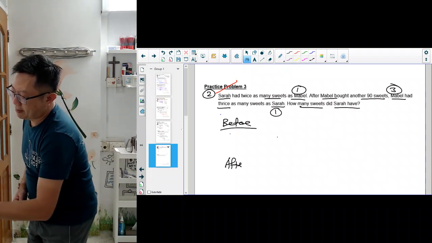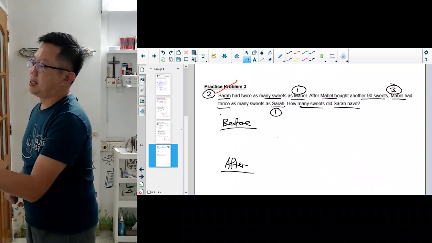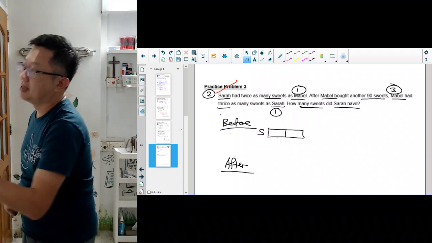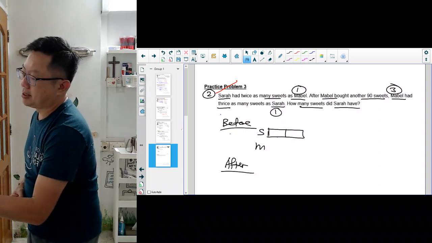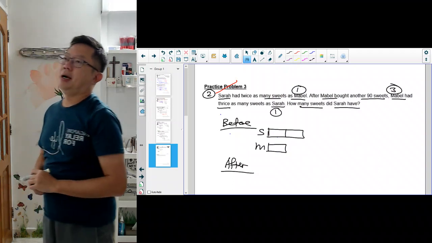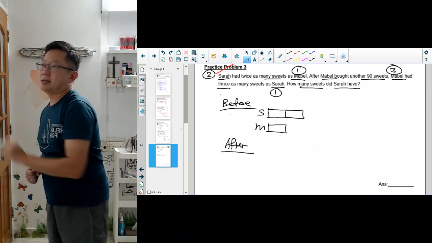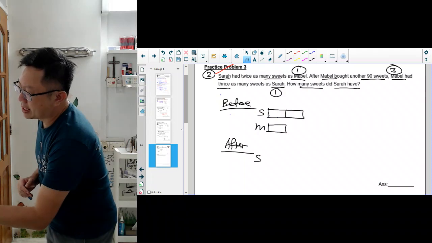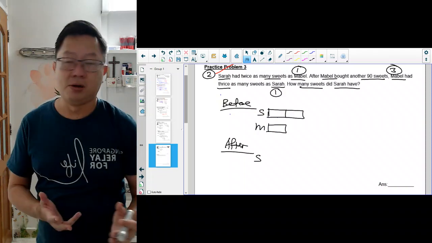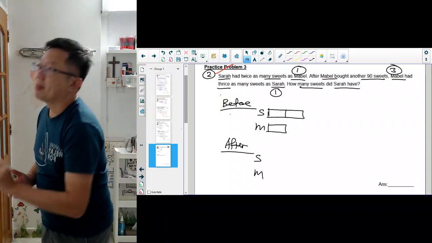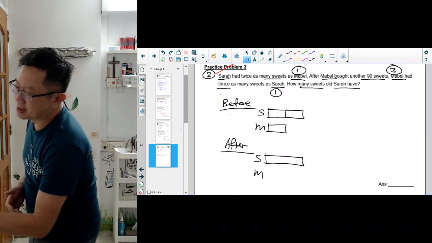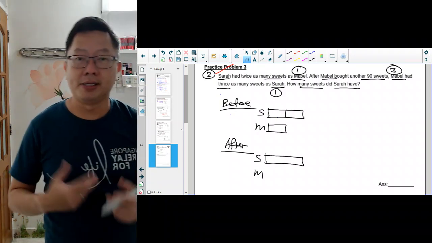Okay, so how do you draw the before model? Now Sarah had twice. So you draw a rectangle, cut into 2 boxes, and Mabel has only 1 time. And Mabel bought another 90 sweets, but Sarah is unchanged. So which rectangle or which person is easier to draw? The one that is unchanged. Sarah is unchanged, so you just have to draw the same length, same rectangle as before.